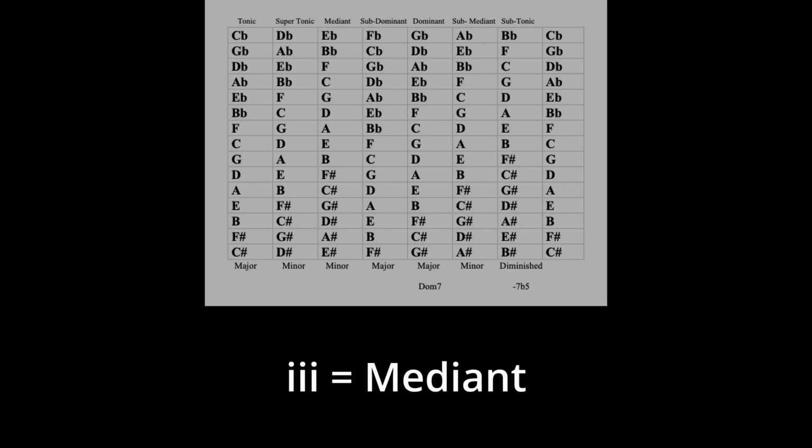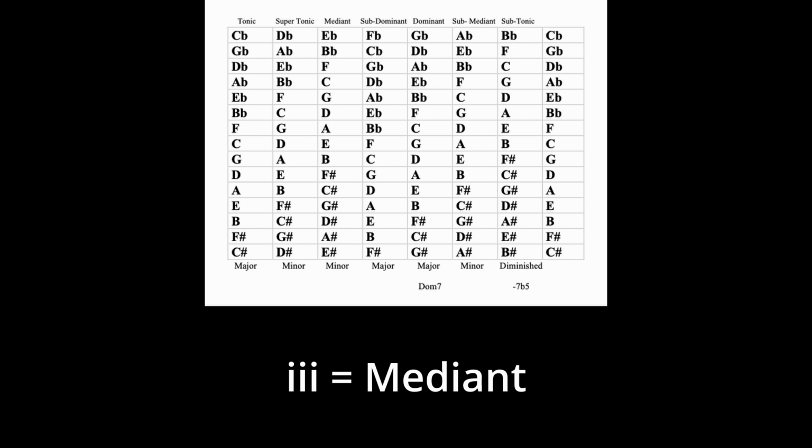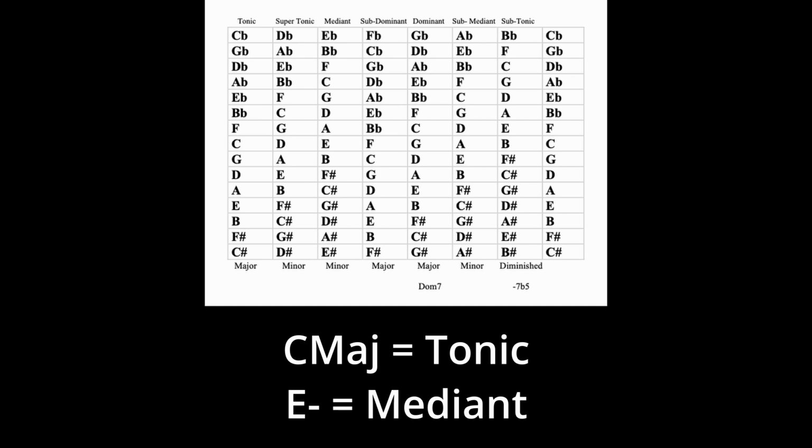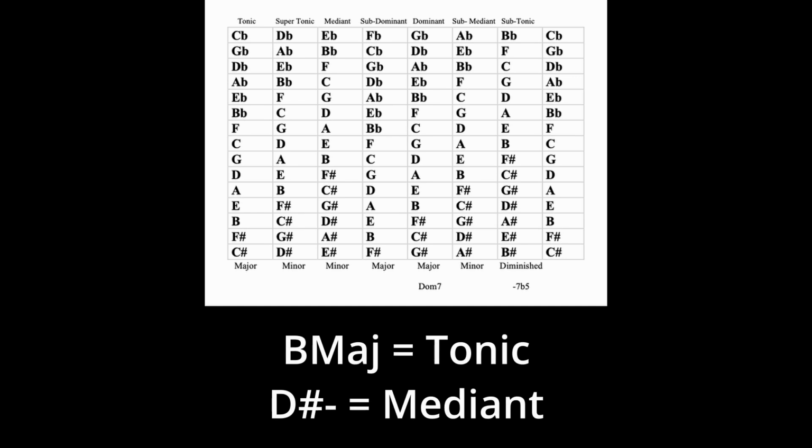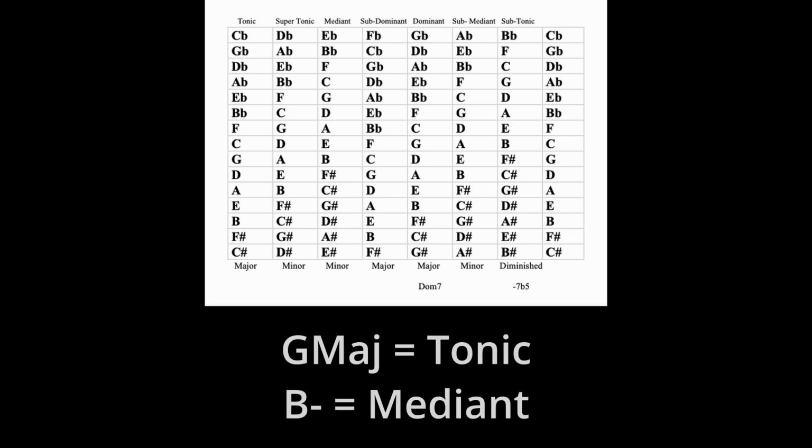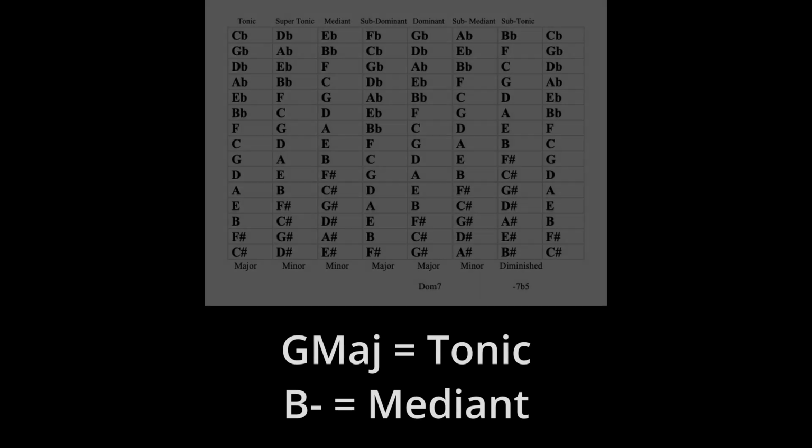Using the intervals of a chord, root, third, and fifth, the name for the third chord degree in a key is referred to as the median chord. In the key of C, C major is the tonic chord, E minor is the median chord. In the key of B, B major is the tonic chord, and D sharp minor is the median chord. In the key of G, G major is the tonic chord, and B minor is the median chord.